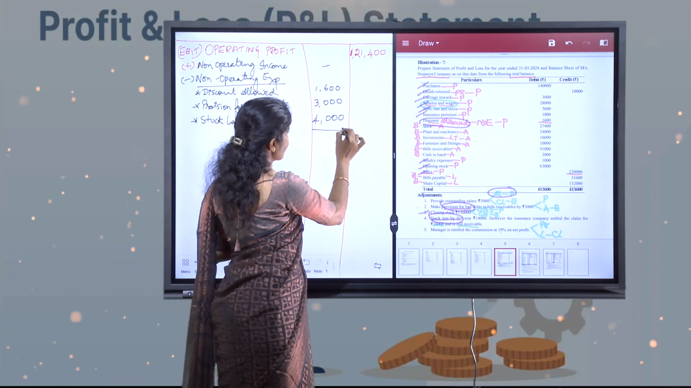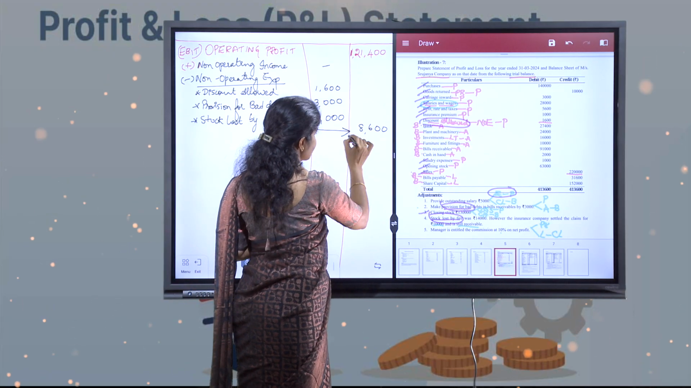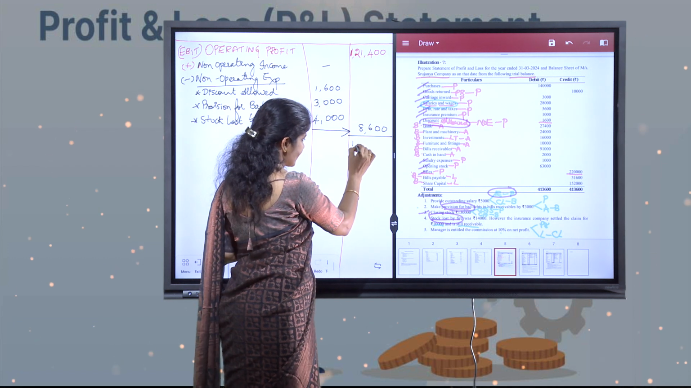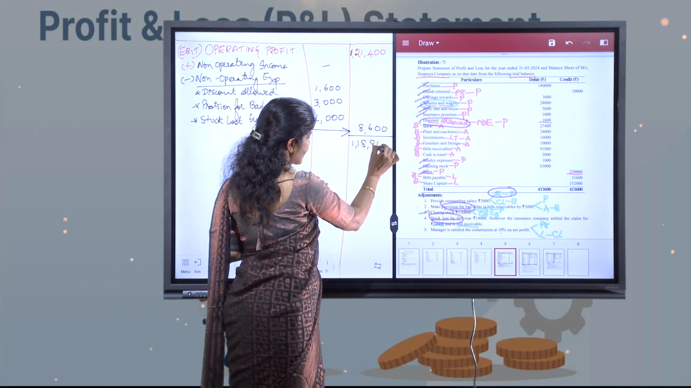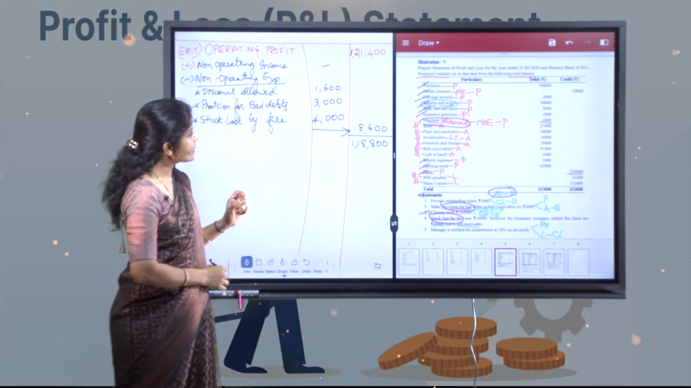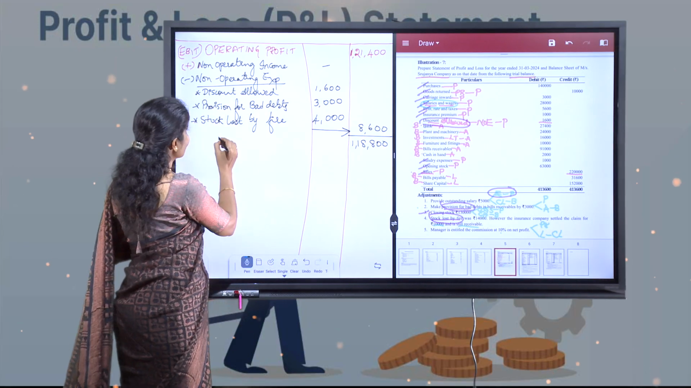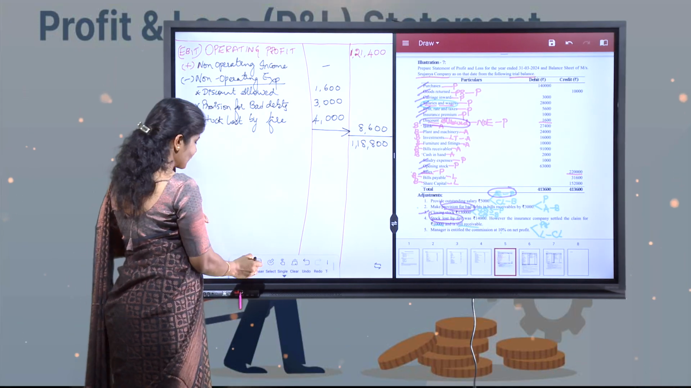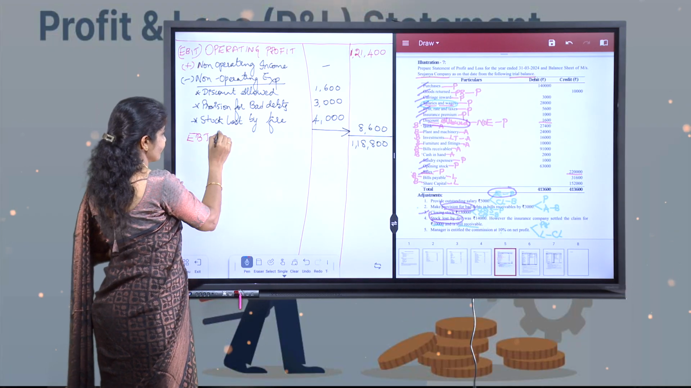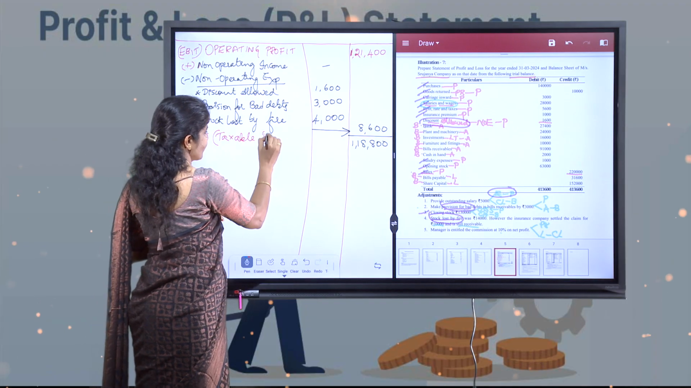Let us take this total to the outer column. This is 8,600. So if you deduct this 8,600, the balance we get is 1,18,800. This 1,18,800 is called EBT. So this EBT can also be called taxable profit.